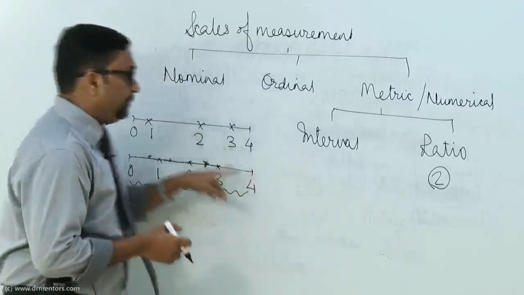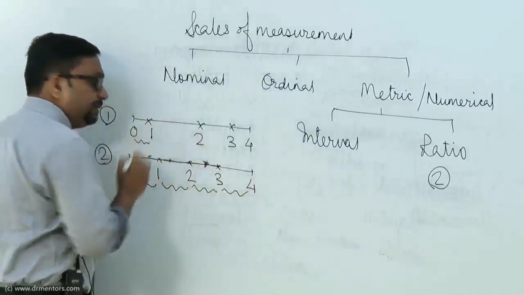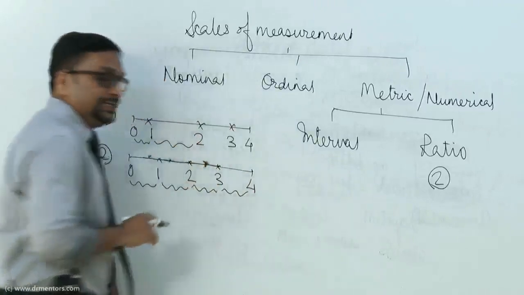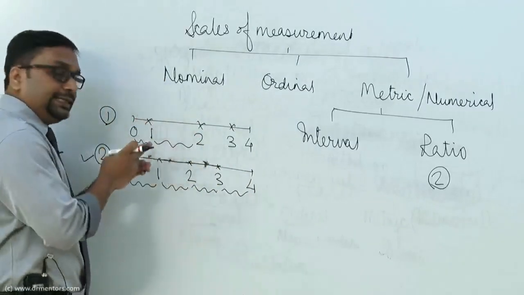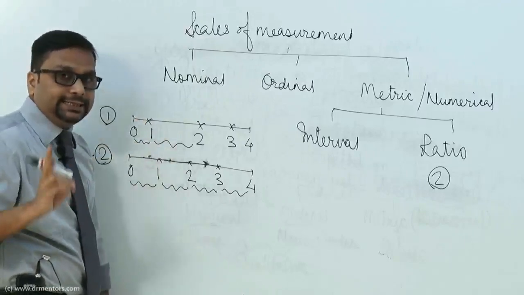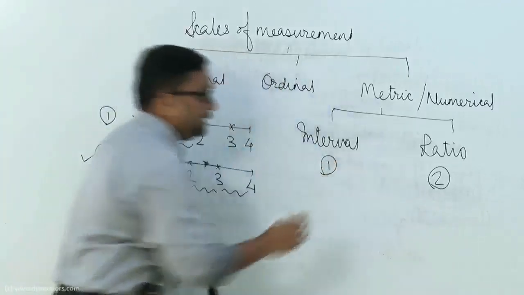Now why is it not applicable to the first scale? Because here the distance between 0 and 1, 1 and 2, is it the same? No. So if it is not the same, then I have to consider it every time, and so it is known as interval scale.